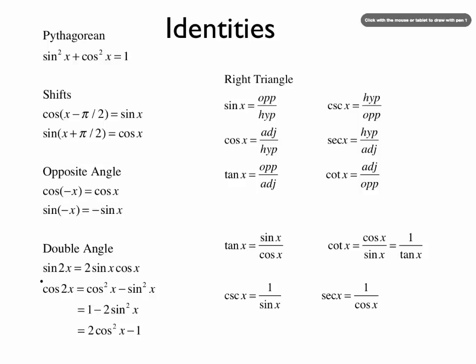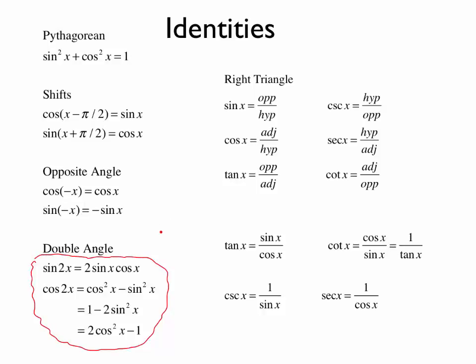Okay, so these are the double angle identities. We don't have time to prove them, but they do show up. Sine of twice the value of an angle is 2 times sine x times cosine x. And then for the cosine of twice the measure of an angle, there are actually 3 versions of that: cosine squared minus sine squared, 1 minus 2 sine squared, 2 cosine squared minus 1.